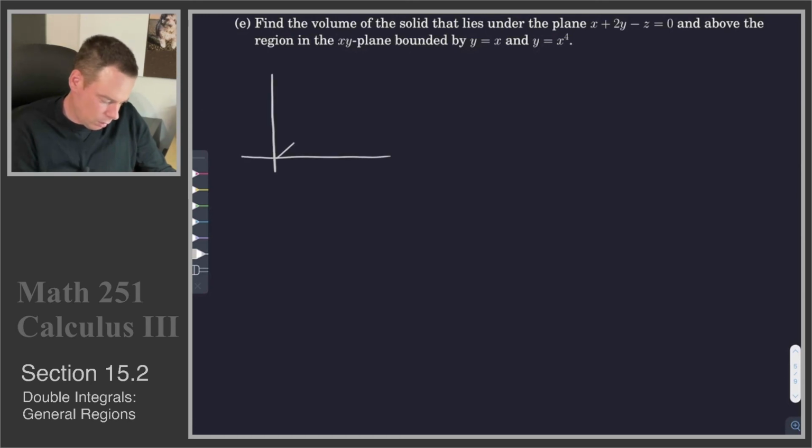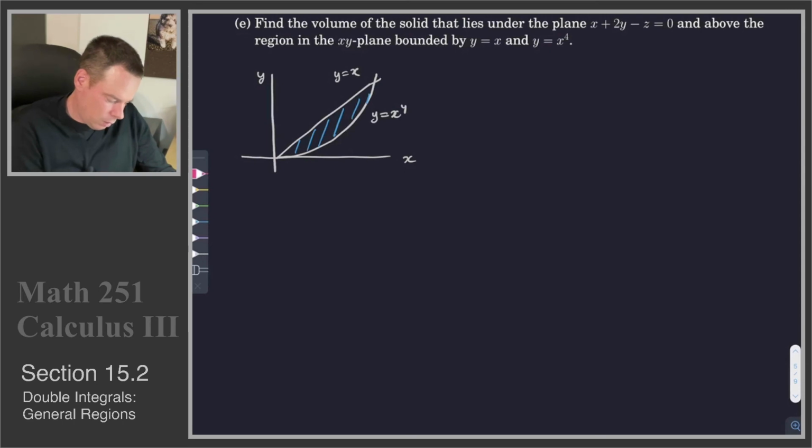So our region looks like y equals x and y equals x to the fourth. There's the region we're interested in. There's our x-axis, our y-axis, and we'll treat it as a vertically simple region.